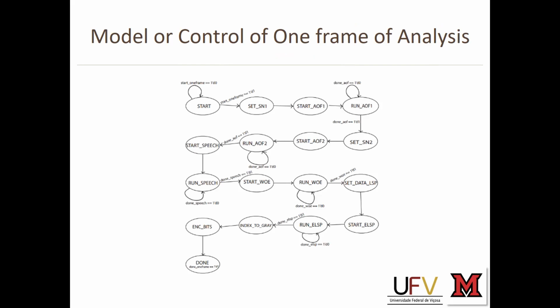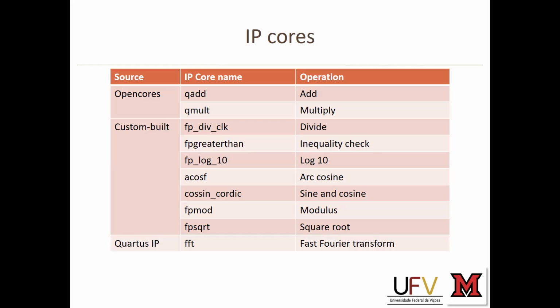The next question is, which cores or operations do we need to implement? And this just shows, in column 1, you see the source. So Open Cores is an online repository hosted by the Open Cores group. And we took their add and their multiply for fixed point and used those cores. We built a number of custom implementations of various operations, and you can see those in the first column with the label custom built. So division, greater than, floating point or fixed point, logarithm, cosine, sine, modulus, and square root.